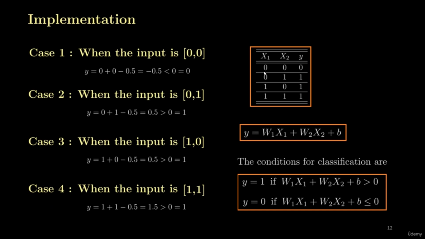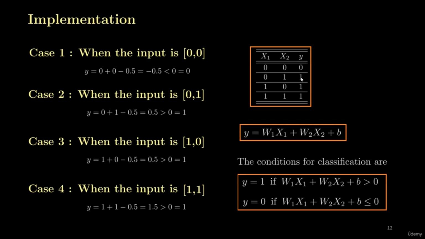In the second data sample, x1 is equal to 0 and x2 is equal to 1. So this is the situation. Due to x1, which is 0, the first term will be 0. And since w2 and x2 both are equal to 1, we will get 1 at the second term. This is the value of the bias. So 1 minus 0.5, we will get 0.5. 0.5 is greater than 0, so according to our classification condition, we will get 1.